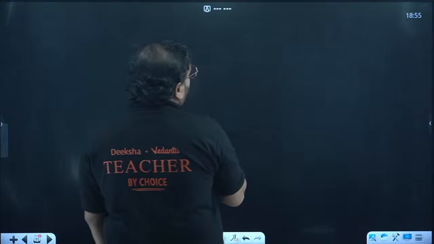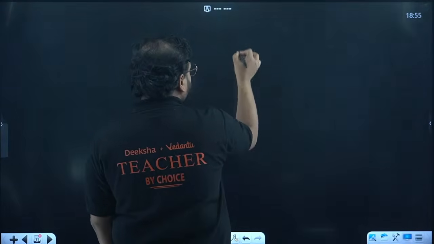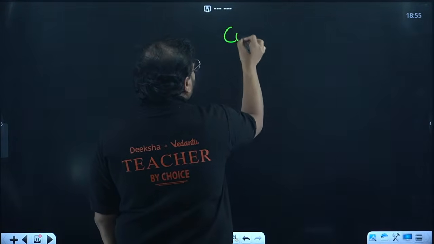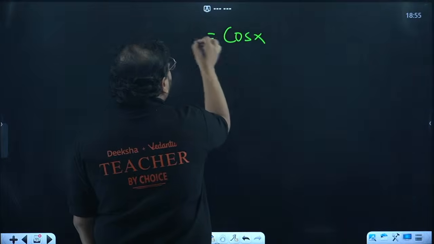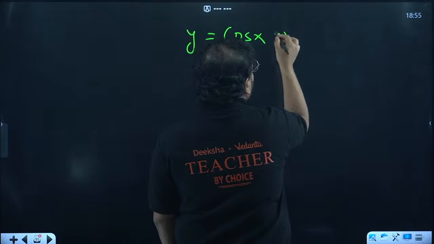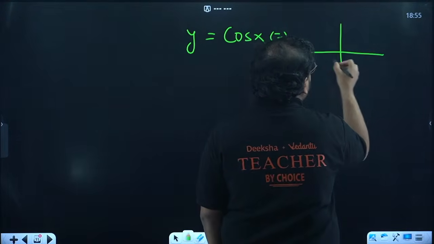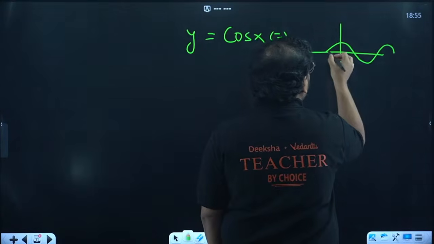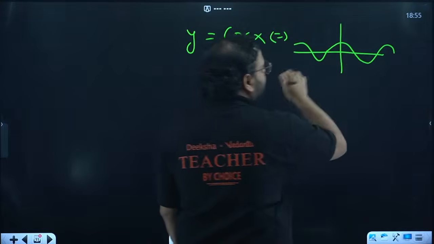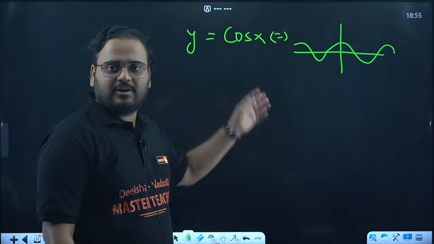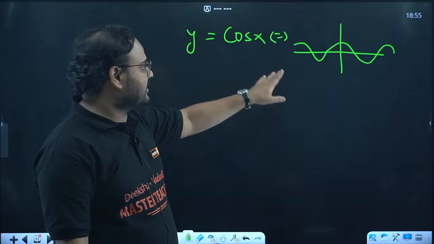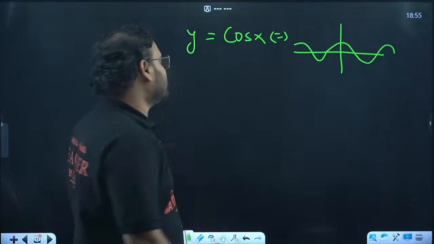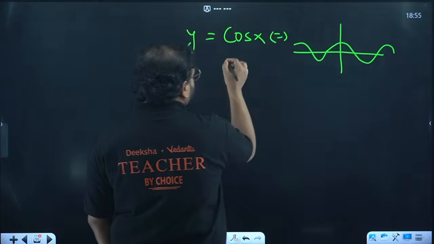Let me draw it for you. First you have to draw the cos x graph. If you remember, without the restriction of domain, it looks like this. That's how it looks. It is not bijective, so we cannot create an invertible function from this. But if you make changes, what is the change going to be?